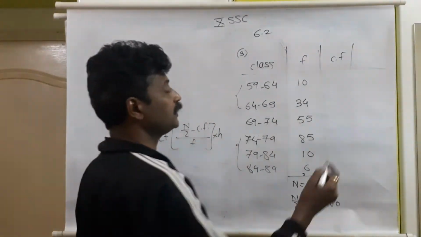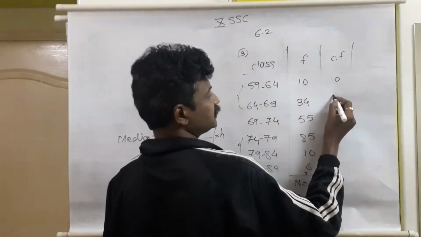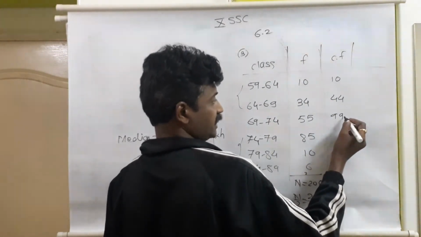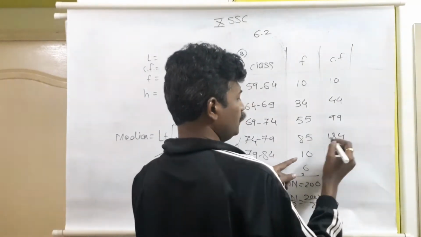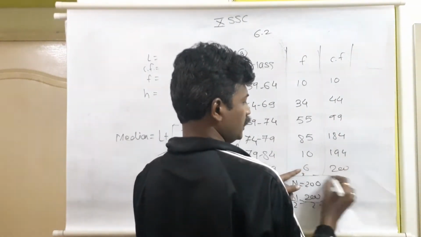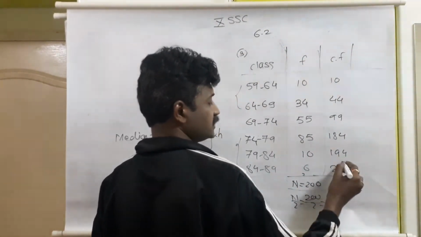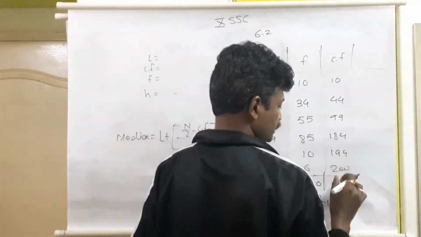Now, the cumulative frequency, less than type. First frequency as it is, 10, plus 34 is 44, 44 plus 55 is 99, 99 plus 85 is 184, 184 plus 10 is 194, 194 plus 6 is 200. Cross-checking: the value of N and the last CF should be the same, so it is matching, so the calculations are correct.